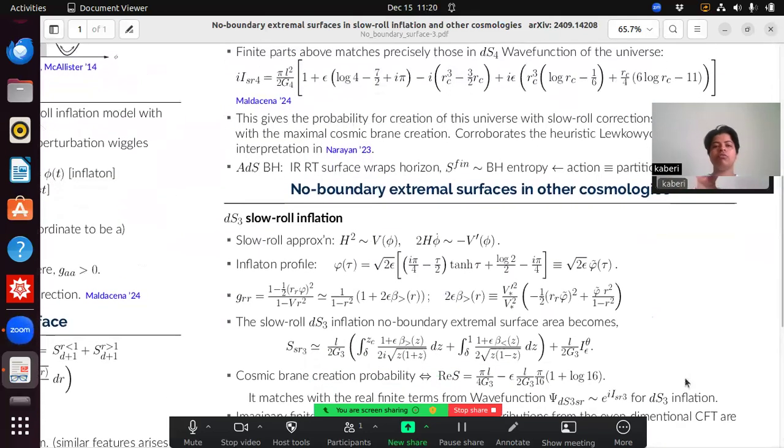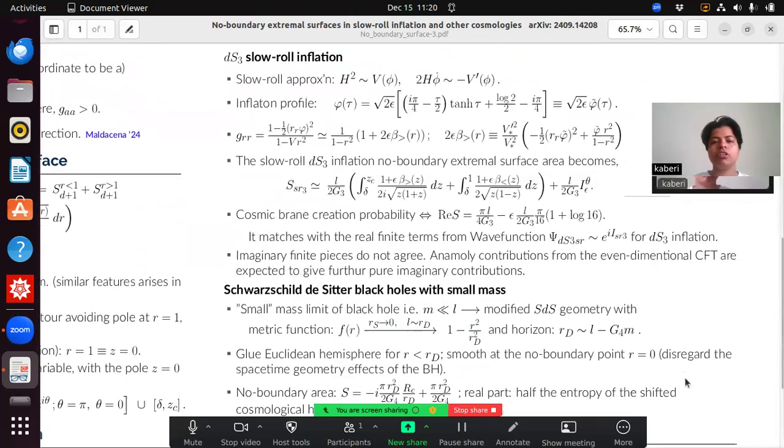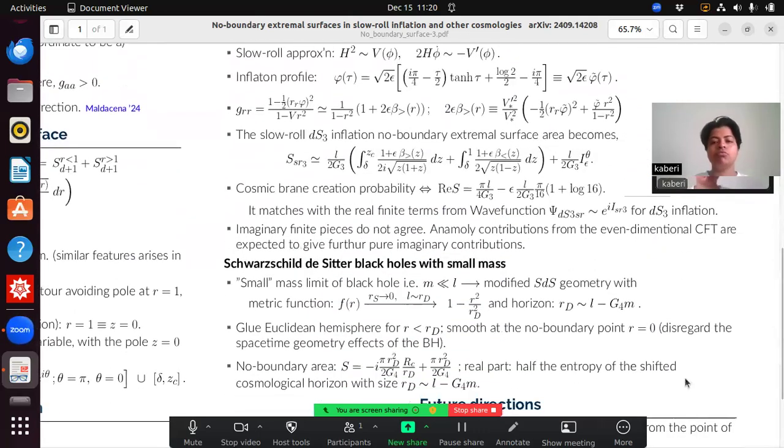We have further shown these no boundary extremal surfaces for dS3 slow roll inflation and for Schwarzschild de Sitter black holes with small mass considered as the perturbation.